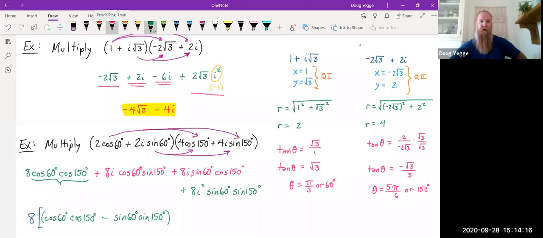For the second part, we now know that we're going to have plus i times something, because now both of these terms are going to have imaginary parts. So we now see that this is going to be cosine of 60 degrees, sine of 150 degrees, plus sine of 60 degrees times cosine of 150 degrees.